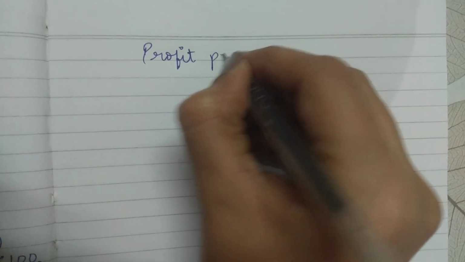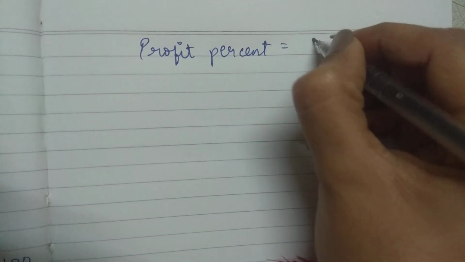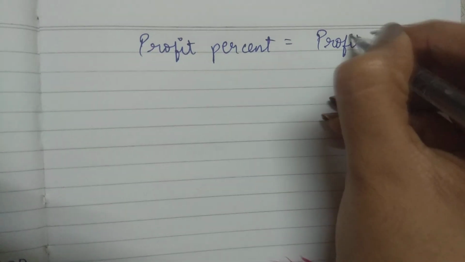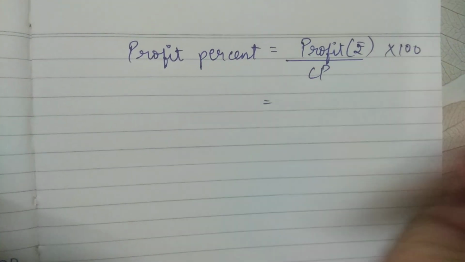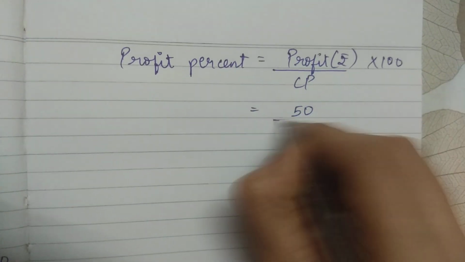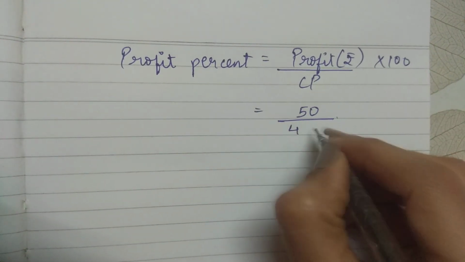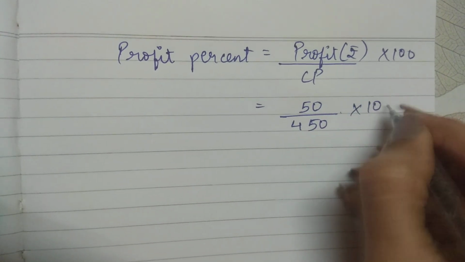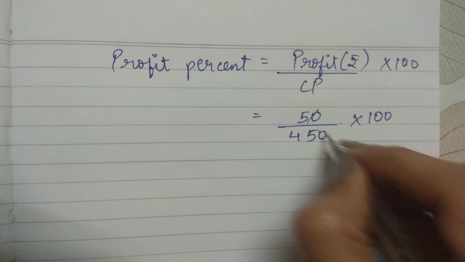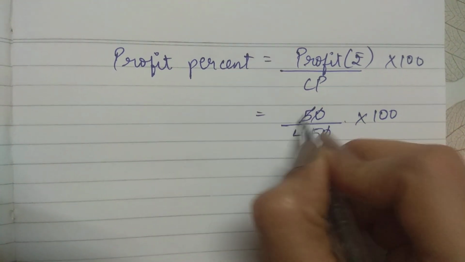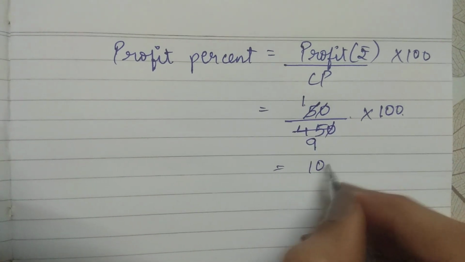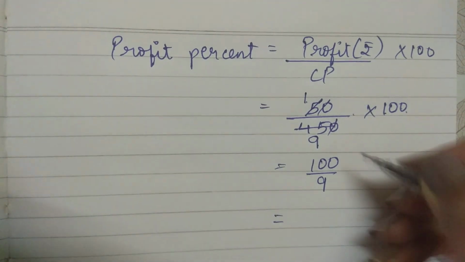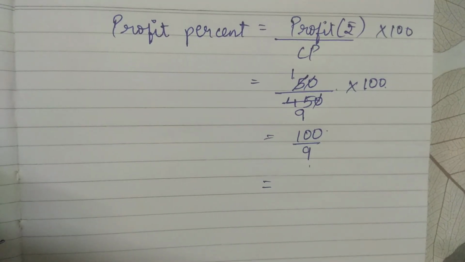So now profit percent, as per the formula, it is profit, which will be in rupees, upon cost price multiplied by 100. So how much was the profit? 50. How much was the cost price? 450 multiplied by 100. Zeros cut. Now 5 ones are 5, 5 nines are 45, so 1 into 100, 100 upon 9. Now we have to divide 100 divided by 9.